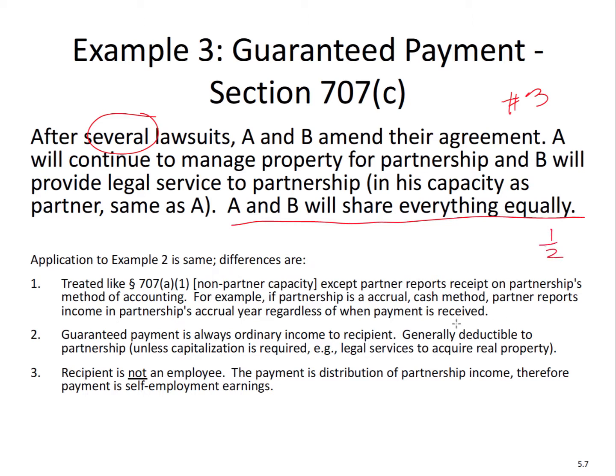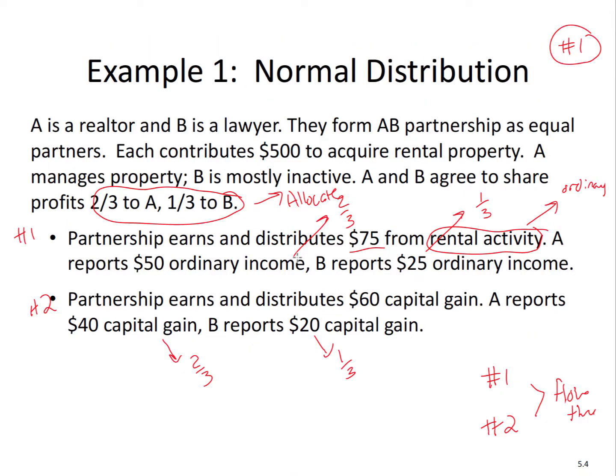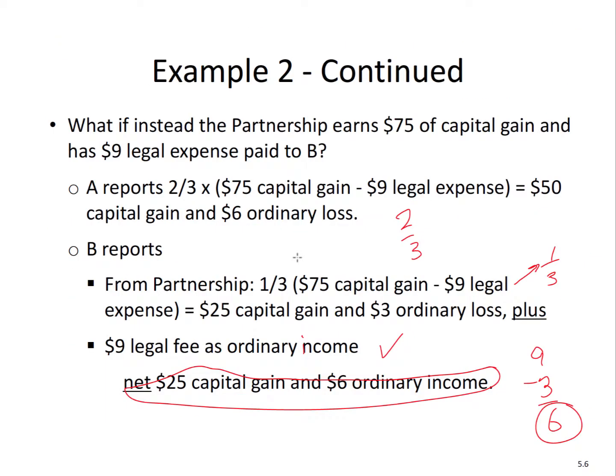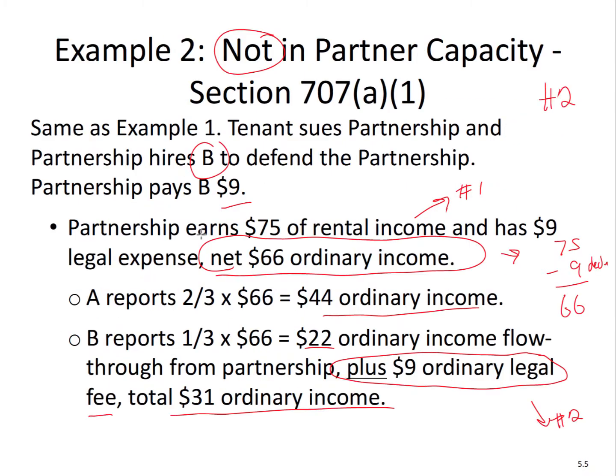Now everything is 1/2. So if we apply example 2, the first fact pattern, which is this one right here, same as example 1, right? Where there's $75 of rental activity, but there's also $9 paid to B. So now everything is 1/2. The application of example 2 is the same, so it's the same result. I say the same result, meaning that A is going to report 1/2 of the ordinary income.